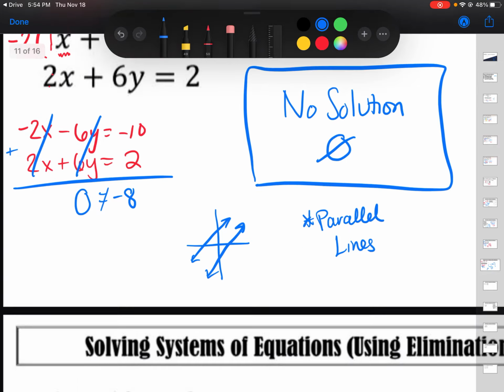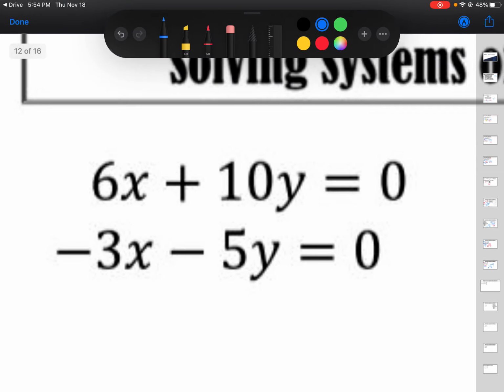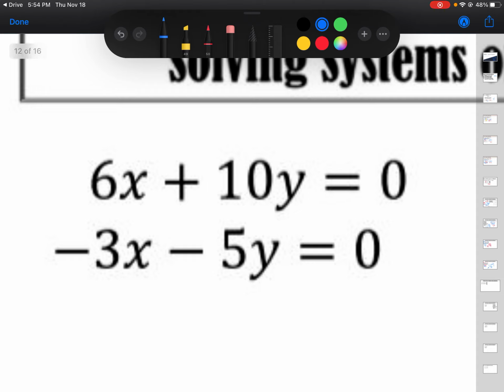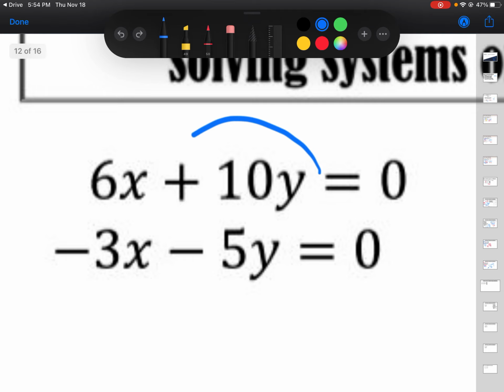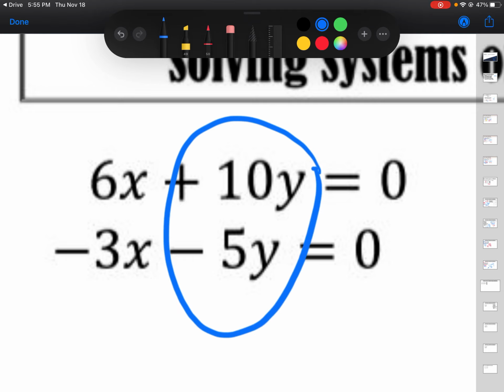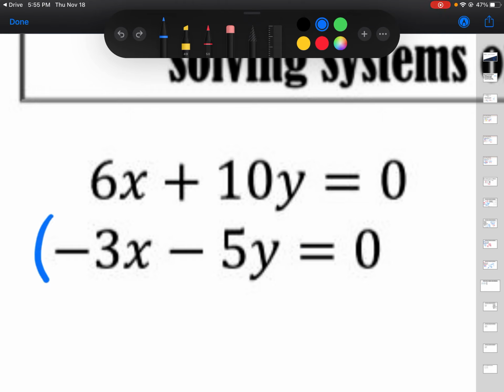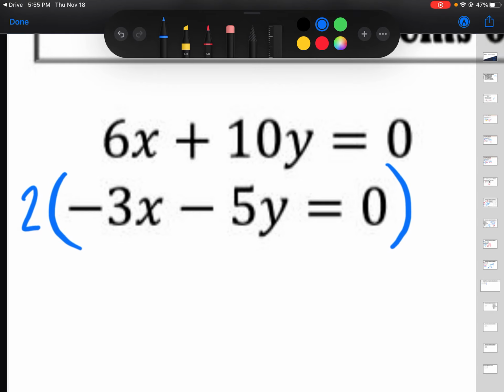Let's try another. Okay, we have a negative 6 and a positive 6 and a negative 3. So we could get rid of the x's by changing that negative 3 into a negative 6, multiplying by 2. Or let's see the y's. The y's here, we have a 10 and a negative 5. So we could change this negative 5 into a negative 10 by multiplying by 2. So let's take the second equation, multiply by 2. Top equation will remain as is.